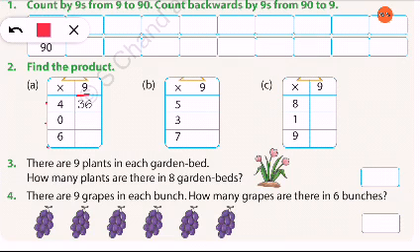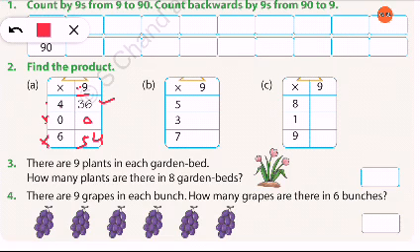Okay, so here see, 9 fours are, the answer is given, 36. 9 multiplied by 4 means 9 fours are 36. Now 9 multiplied by 0, 9 zeros are 0. Then 9 multiplied by 6, 9 sixes are 54. So your answer is here.